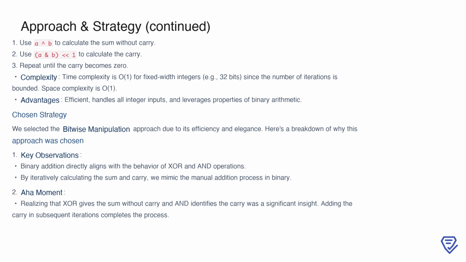The time complexity is O(1) for fixed-width integers, such as 32-bit numbers, because the number of bits limits the iterations. Space complexity is also O(1), since no additional space is required. This method is advantageous not only for its efficiency but also for its ability to handle all integer inputs seamlessly.